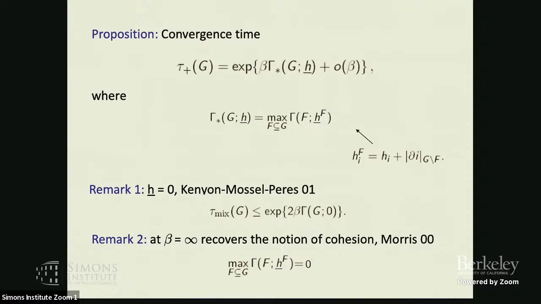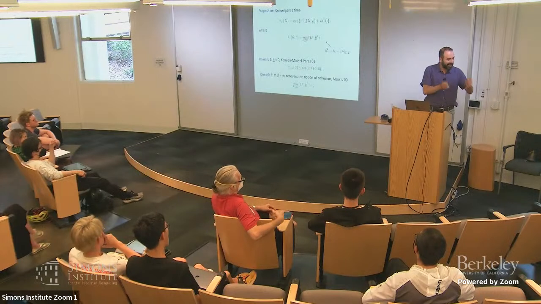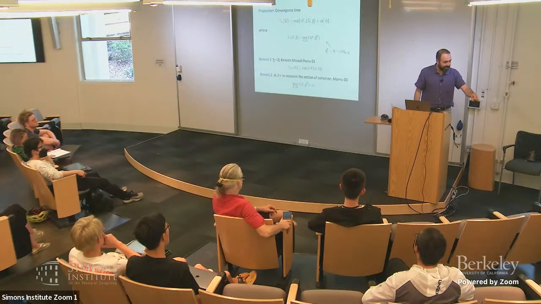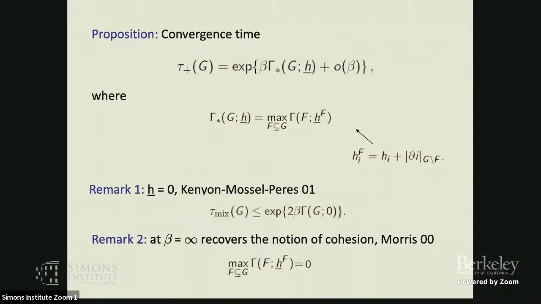Two special cases of interest are, when h is equal to 0, when the technologies are exactly the same. When you talked about the Ising model, this is when you don't have a magnetic field, and that was studied by Kenyon, Mossel and Perez, and our result is a generalization of that. When you set beta equal to infinity, beta being the inverse of the noise, meaning best response dynamics, that's the dynamics that Morris looked at. Then you want this to be equal to 0, and that will recover the notion of cohesiveness.